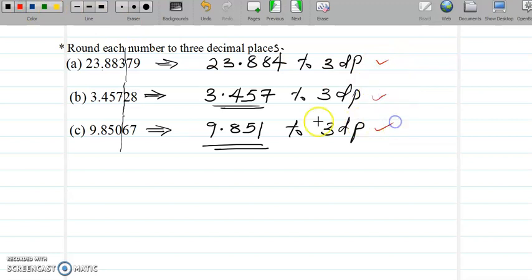And remember, we round it up if the number ended with 5, 6, 7, 8 or 9. But if the number ended with 4, 3, 2 or 1, we round it down. Like this number ended with 2, we round it down. This number ended with 6, we round it up. That's how we solve the problem.